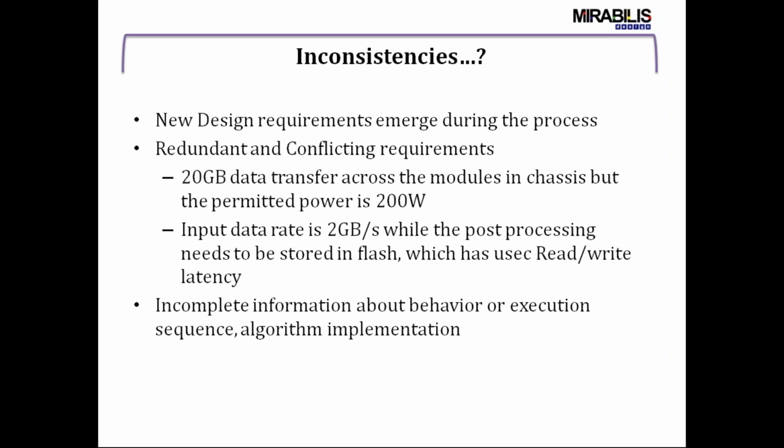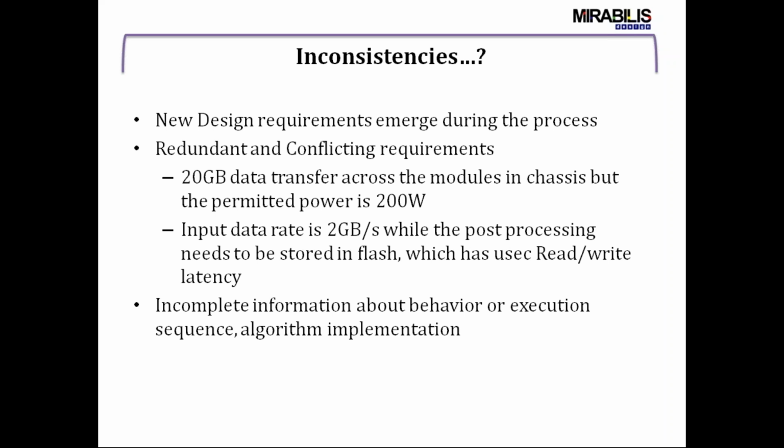This is one of the crucial parts of requirements capturing, and it can be seen in most scenarios. For example, you may have an avionics system in which the data transfer is about 20 gigabytes per second across all the modules in the chassis, but the permitted power is about 200 watts. If you look at the amount of data you're transferring across the system modules, the power consumption mentioned here would be very low. So this could be a very conflicting or confusing scenario for selecting an architecture.